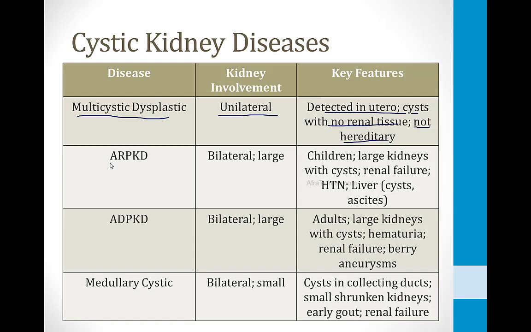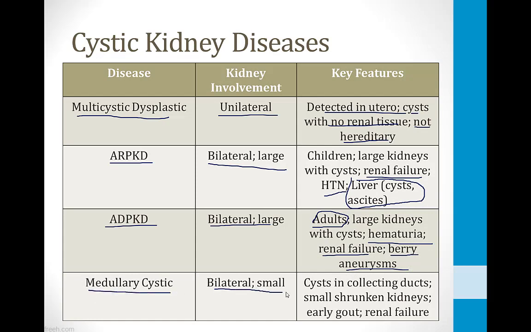Next condition is autosomal recessive polycystic kidney disease. These will be infants or children with bilateral large kidneys. They often have renal failure, hypertension, and remember, there's liver involvement, so cysts and ascites can occur from liver problems. Autosomal dominant polycystic kidney disease is bilateral large kidneys with cysts that occur in adults. They develop hematuria and renal failure, and then the key association are those berry aneurysms in the brain that cause subarachnoid hemorrhage.